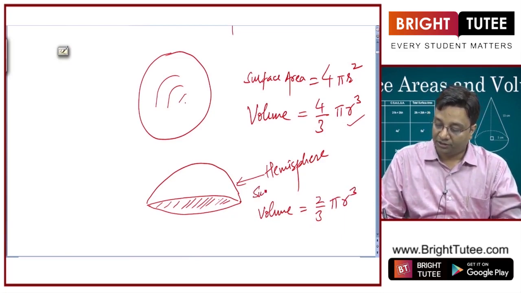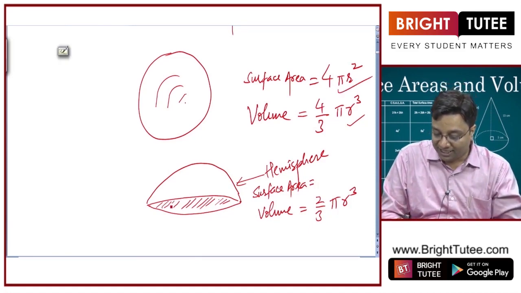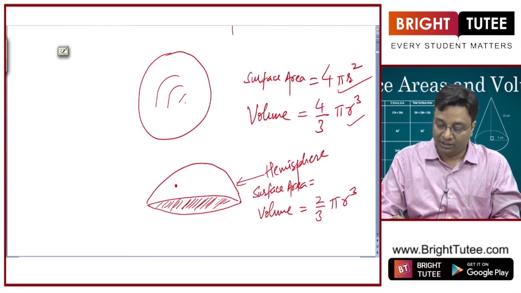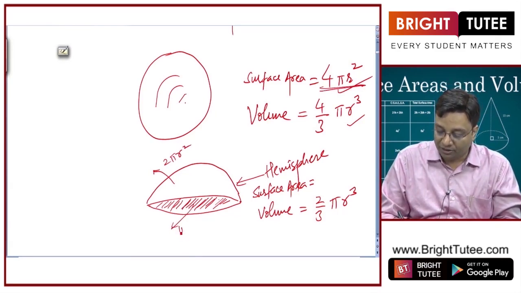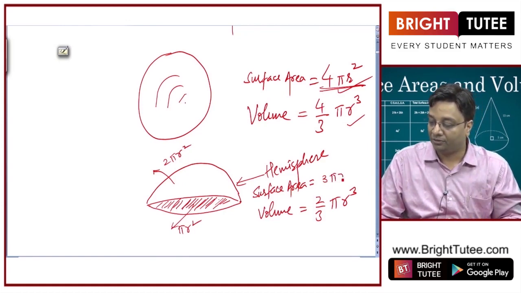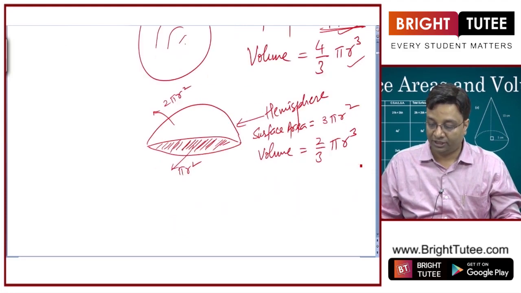But if you need to talk about surface area now, surface area will not be half of this surface area. Why? Because we have got another surface here. This is the new surface that has been generated. So this surface is 2 pi r square, just the half of this, and this new surface will also give me pi r square. So the surface area of a hemisphere is 3 pi r square, right? So these are the things that you need to take care of.